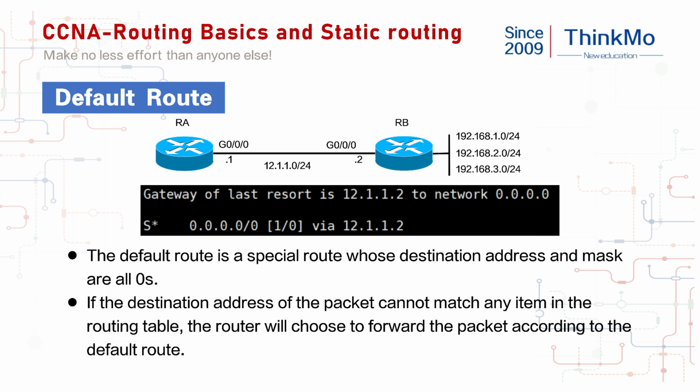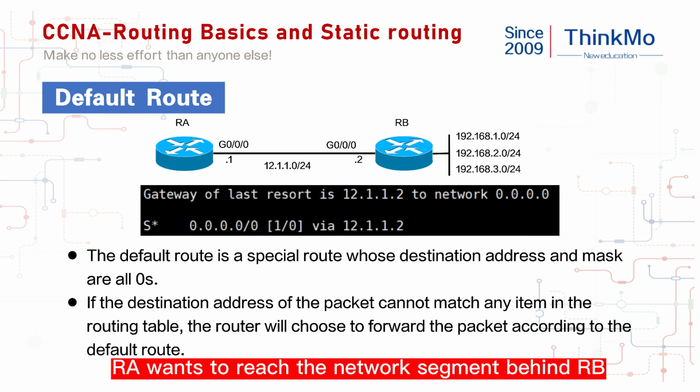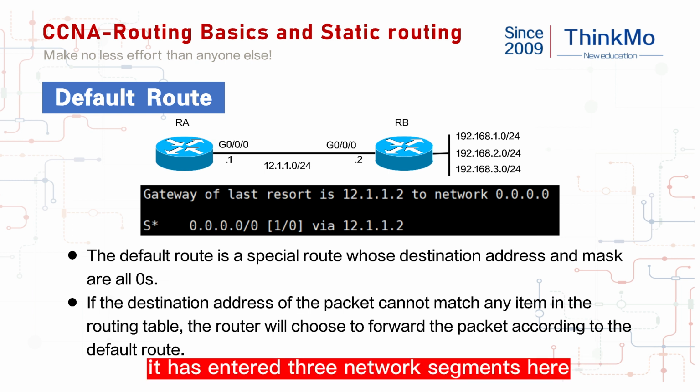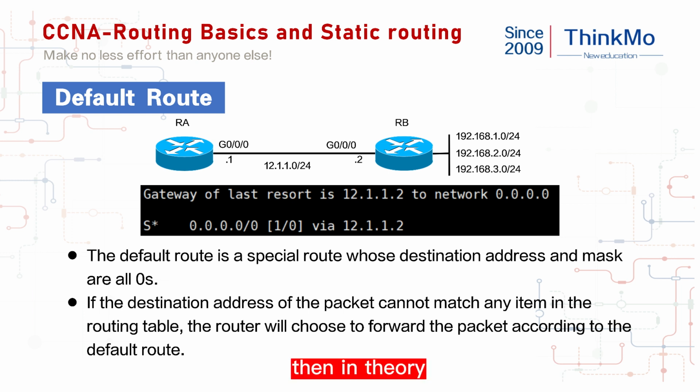Actually, I told you before. For current equipment, RA wants to reach the network segment behind RB. You will find it has 3 network segments here. Then in theory, if I configure it here, how should I configure it? IP route 192.168.1.0 with mask 255.255.255.0, and the next hop is 12.1.1.2. This is the first.